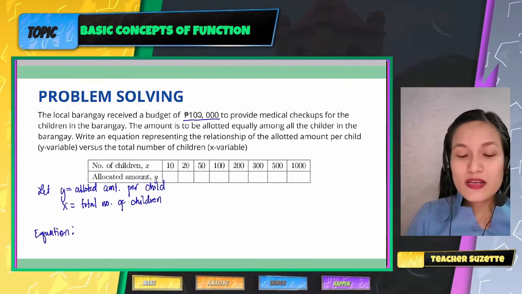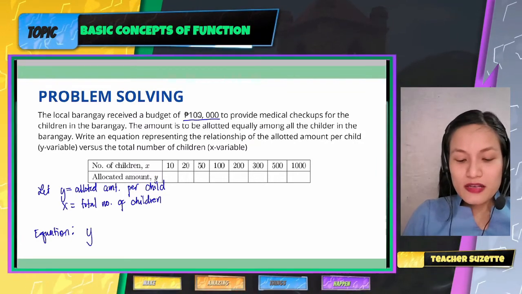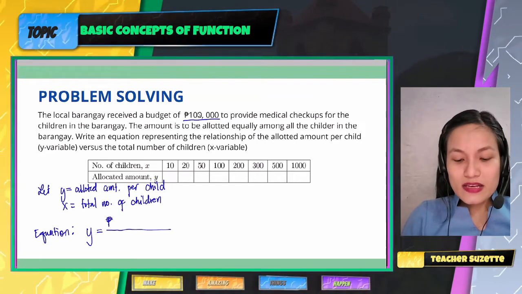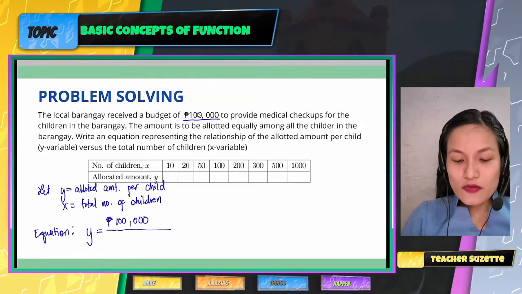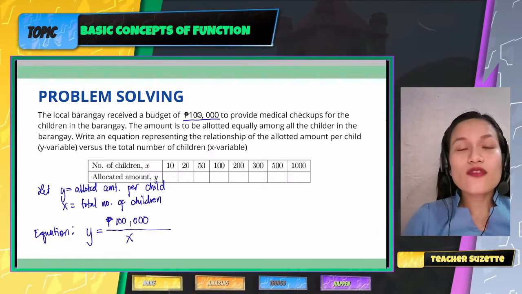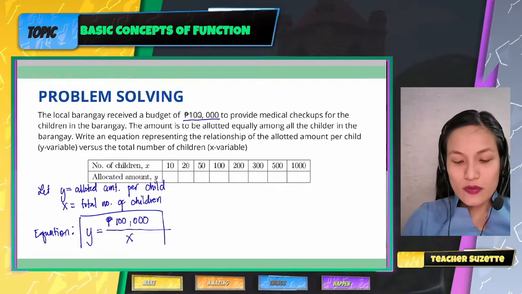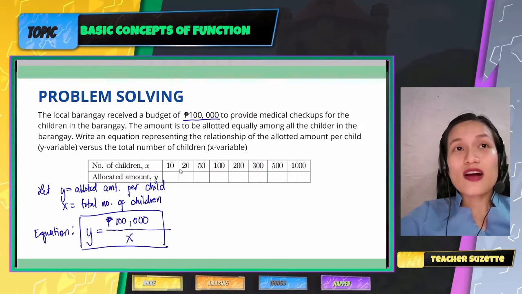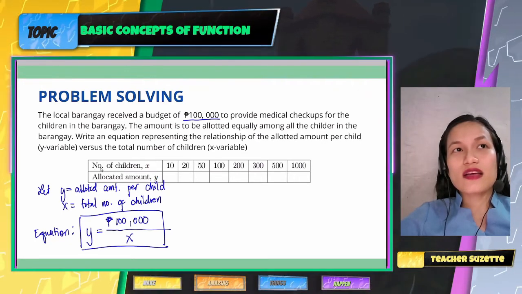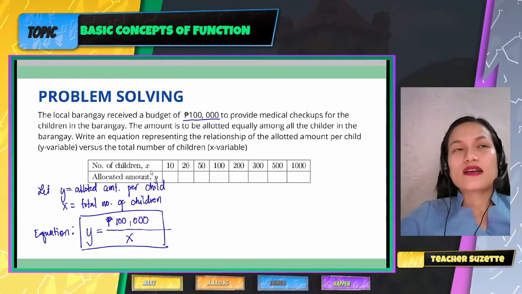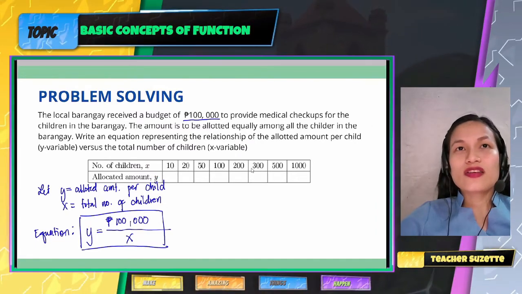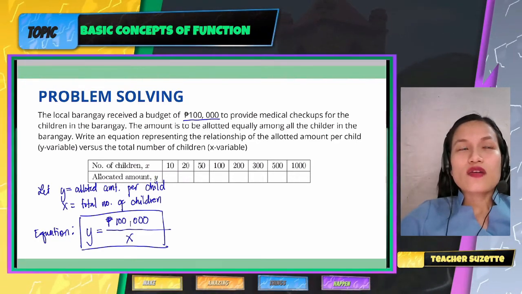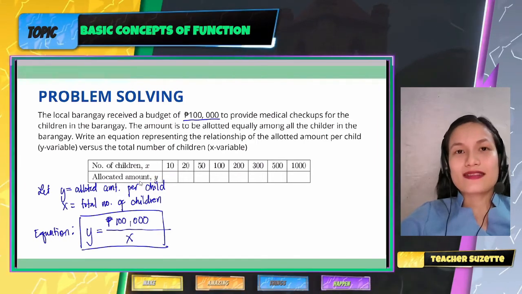So, ibig sabihin nito, the allotted amount per child can be written as equal siya sa 100,000 over x natin, the total number of children. So, therefore, this is now our equation. Now, we can compute for our table of values. So, dito sa table of values natin na kung saan meron tayong number of children as x. So, ayan, meron tayong 10, 20, 50, 100, 200, 300, 500, and 1,000. You are now going to compute for the allocated amount per child, yung y value natin.